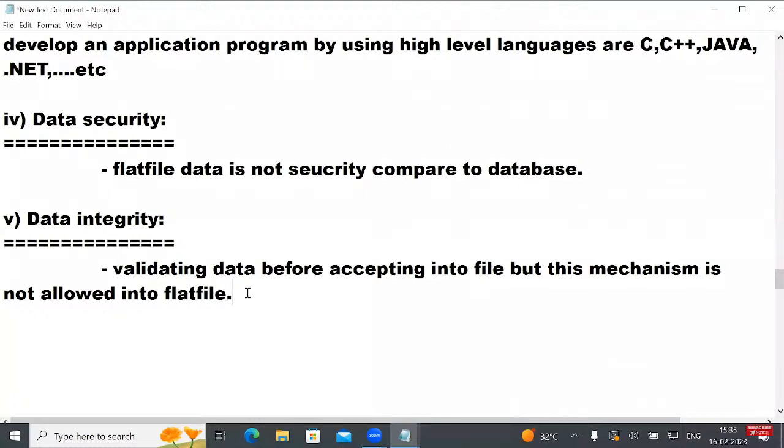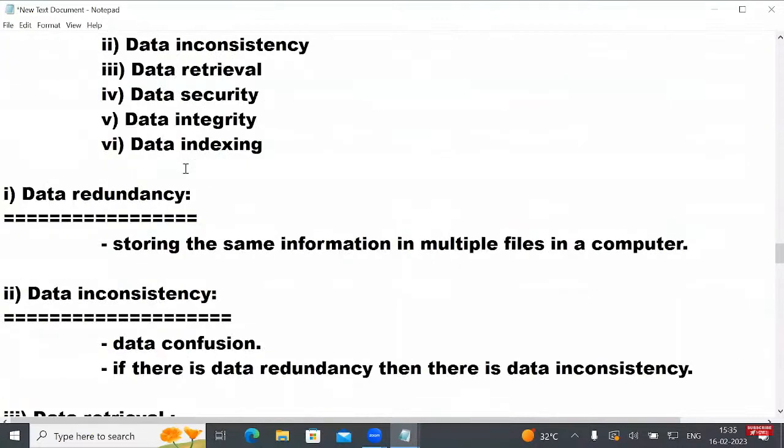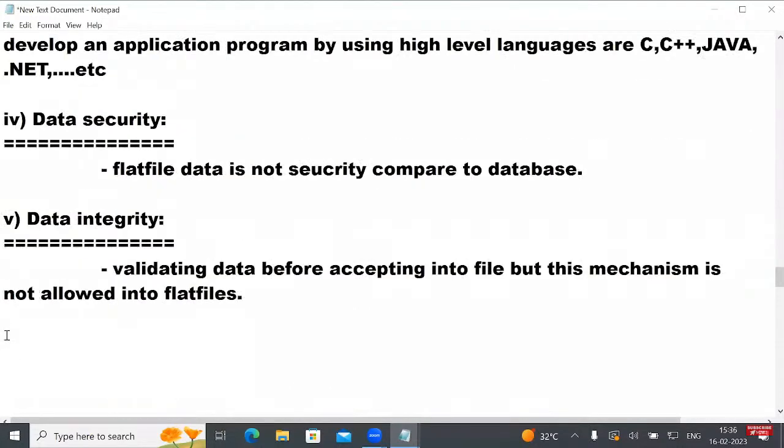Not allowed into flat files. Okay? Right. And now, the next one is what? Data indexing. So what is data indexing? Okay? Data indexing. Now tell me, I will explain it in a simple way.